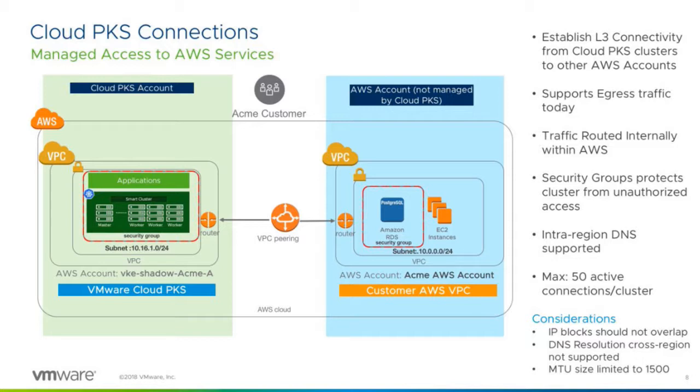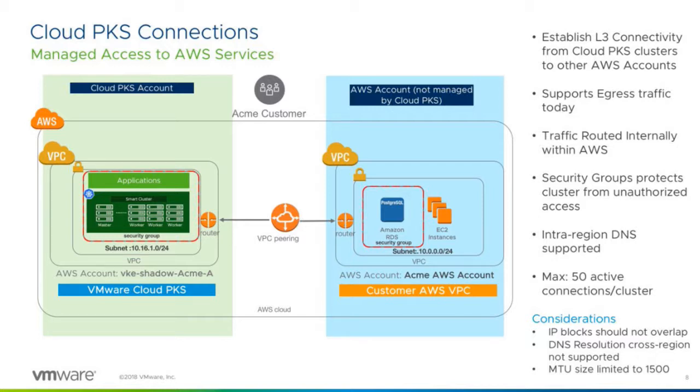Because of the way DNS is set up right now, we'll support intra-region DNS resolution, but not inter-region yet. To do that, we're probably going to have to layer in a DNS component for our service to help with some of the resolutions there. It's going to take us a little bit more time. And we do get held to a limit of 50 connections per cluster. And again, that's literally the AWS VPC peers per VPC limitation. So nothing fancy there.